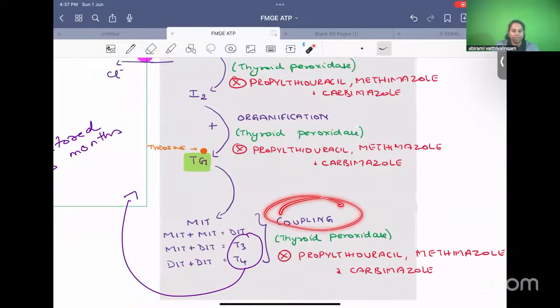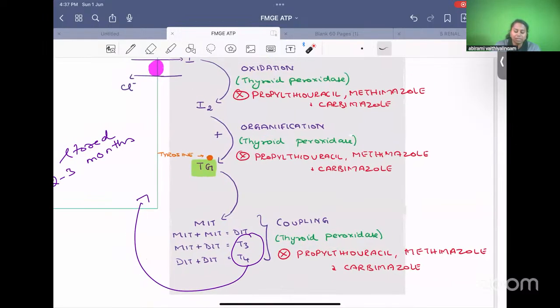Then we have coupling. They are going to couple with each other. Two MITs coupled to form DIT, diiodotyrosine. One MIT and one DIT coupled to form T3, triiodothyronine. Two DITs coupled to form T4, tetraiodothyronine. And coupling is also helped by thyroid peroxidase.